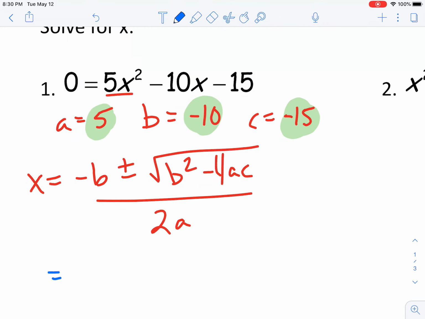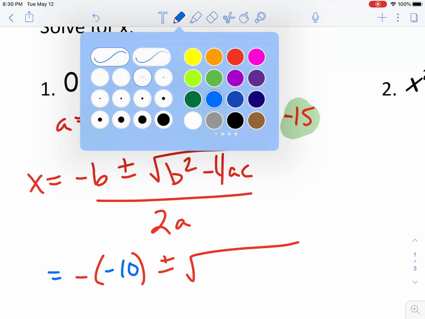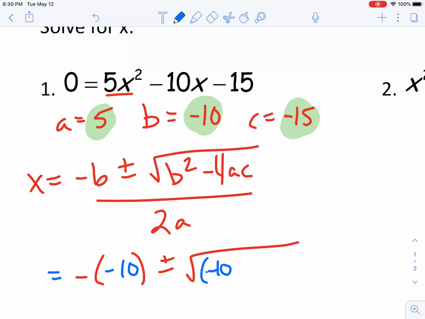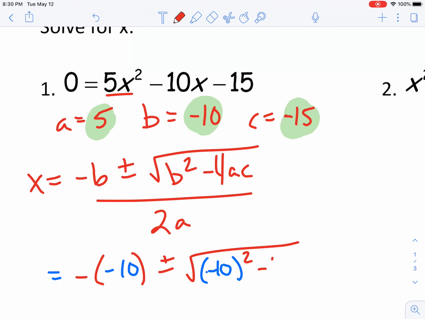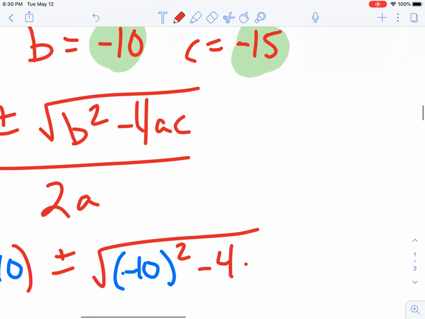Okay, so negative b, so I'm going to write it just like it's the formula. But then b is, in this case, negative 10. And then you have plus or minus the square root. b was negative 10 squared minus 4 times a, which is 5 in this case, and c, which is negative 15.